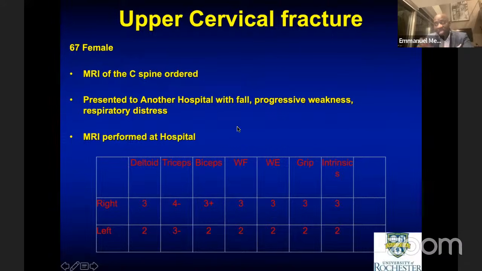When I saw her in clinic, she had full strength, 5 out of 5 strength throughout the bilateral upper and lower extremities, and no significant physical exam findings during her presentation in clinic. So this is 2 weeks later, and she's developed severe weakness in her deltoids, throughout the bilateral upper extremities, and also in respiratory distress and with recent fall.